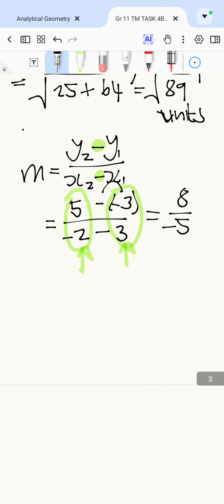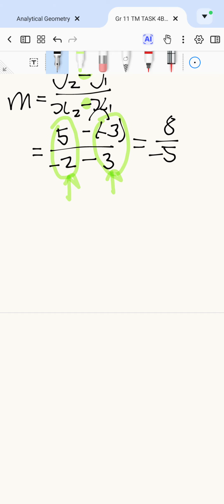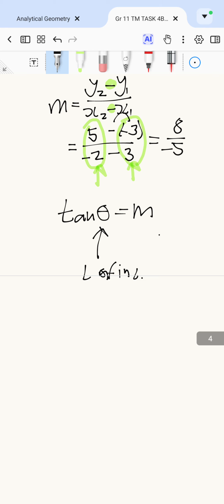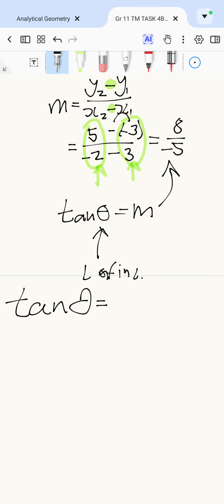What you should know is that tan of theta, theta being your angle of inclination, is equal to m. So m is your gradient, which we just found. Tan of theta, angle of inclination, is equal to m. M is the gradient that we have, and the gradient that we found is up there. So we're going to say tan of theta is equal to, our gradient was minus 8 over 5.